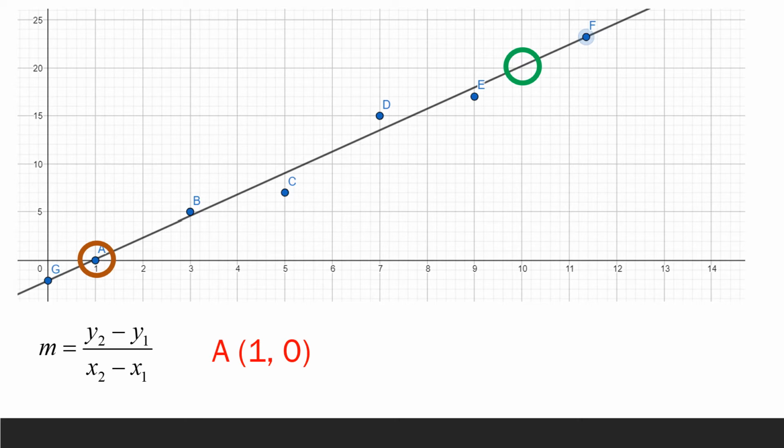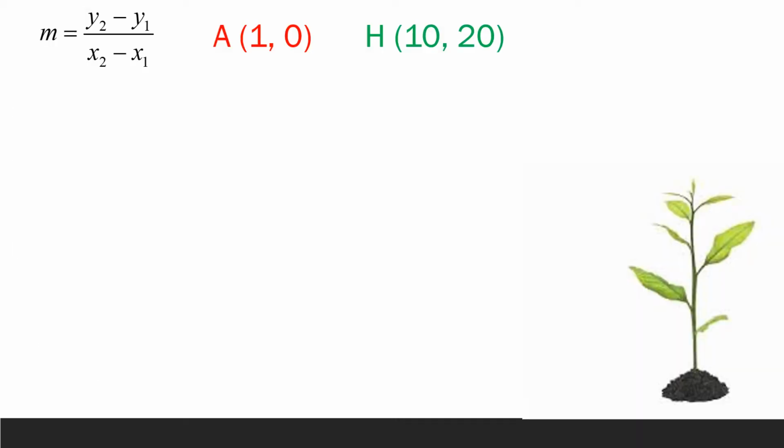So point A would be 1, 0, and point H, I don't have a label for it, so I'll call it point H, is 10, 20. So now I have 2 points that are on my line of best fit, and now I can calculate my slope. It doesn't matter which pair you call 1 and which pair you call 2. So I arbitrarily chose my A to be x1, y1 and my H to be x2, y2.